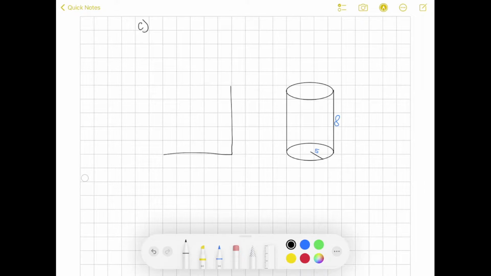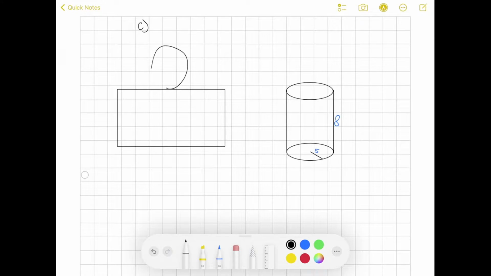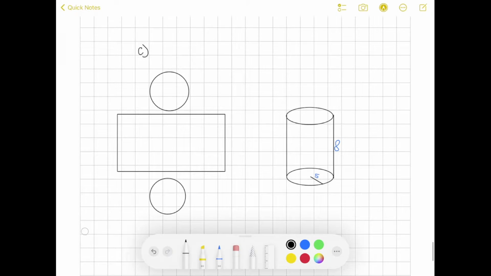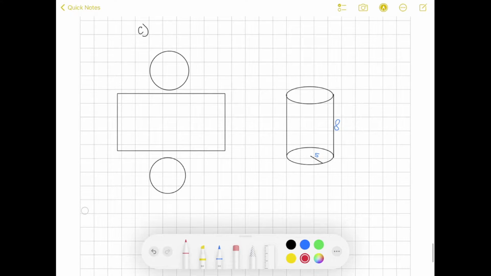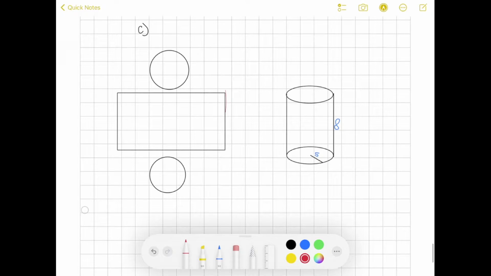So we can make one rectangle. I don't know why I made that a square. Let's try that. One rectangle, right? And then two circles, which are the same size. I don't think mine are the same size, but let's just pretend that they are. So we got two circles that are the same size and this rectangle.